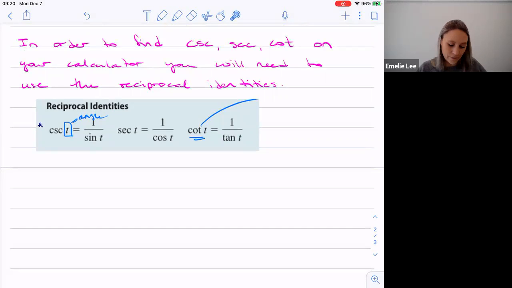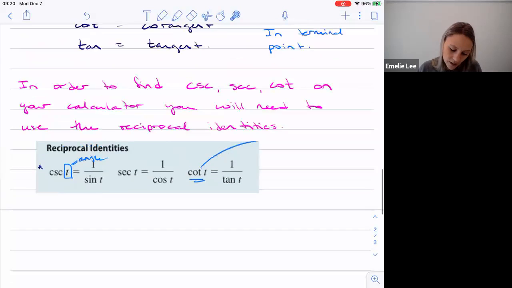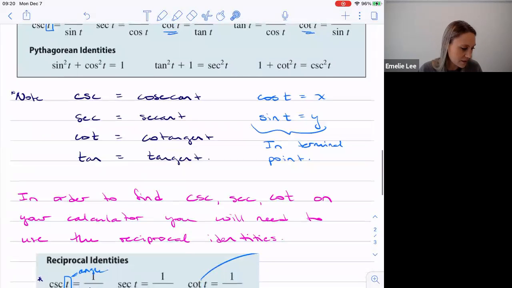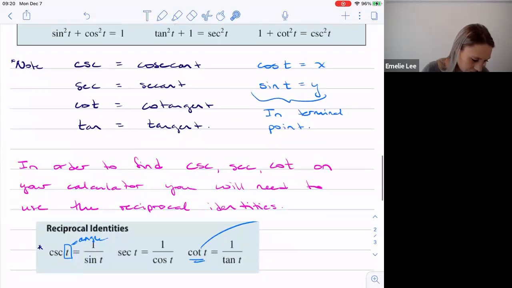So these are the ones that you'd have to use on your calculator to find these. Okay, but you should have a tan button, a sine button, and a cosine button. So you can kind of knit them together.